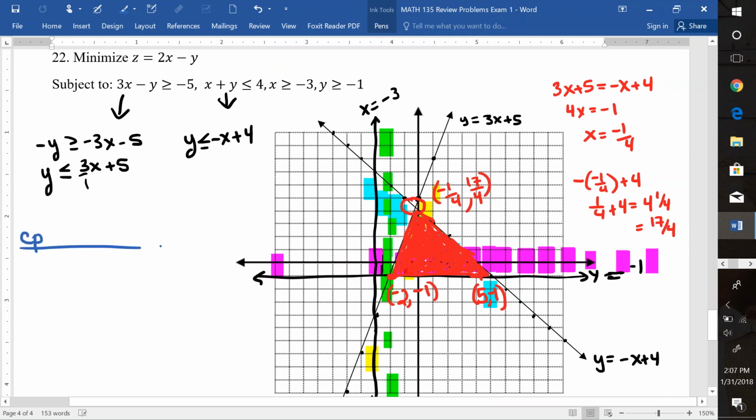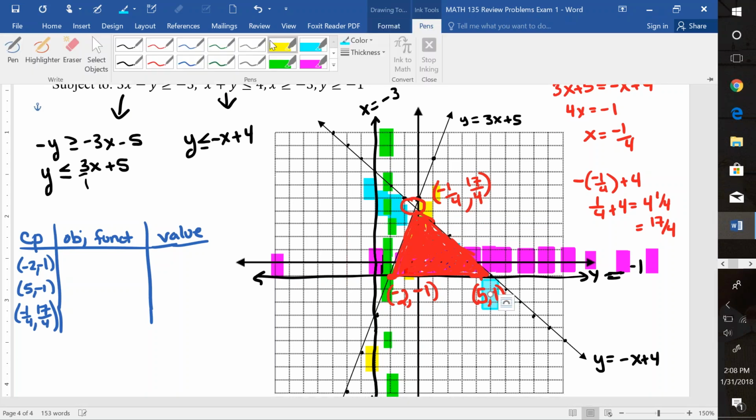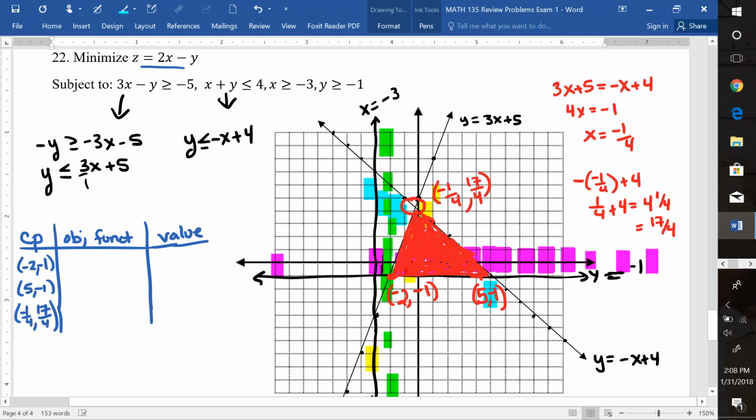So you list your corner points, your objective function, which is the one you're trying to minimize or maximize, and then the value you're going to get for each of these. So my corner points were -2, -1, 5, -1, and -1/4, 17/4. Okay, so we're plugging them into, this is the only time we use this equation. It's the one that we plug into. It's the objective function. So up here, 2x minus y.